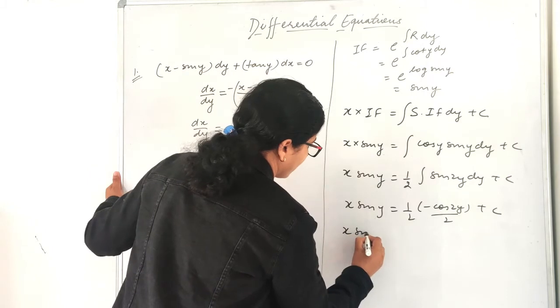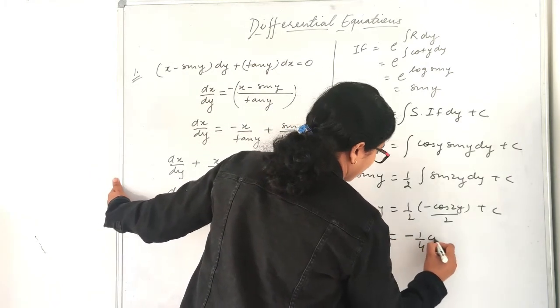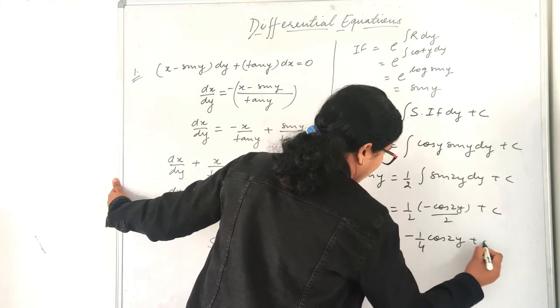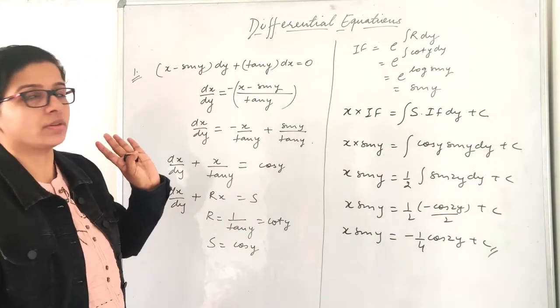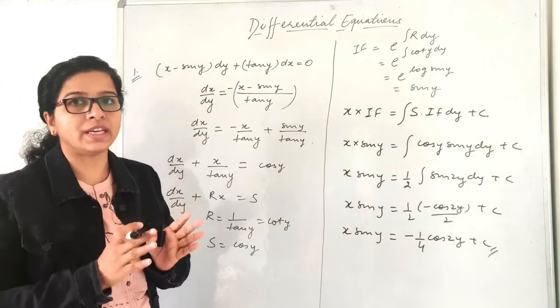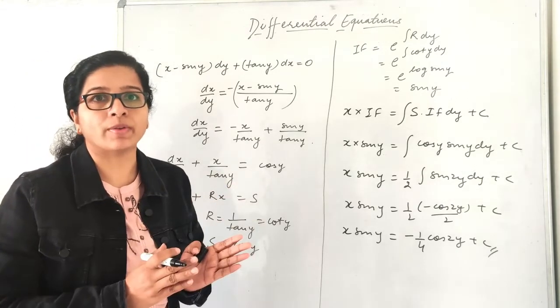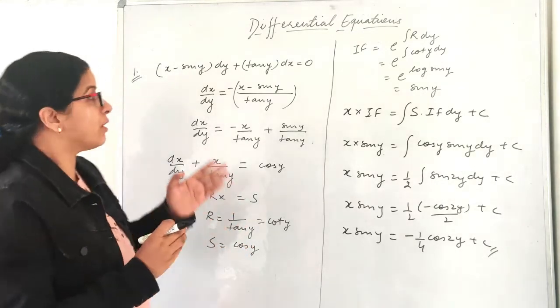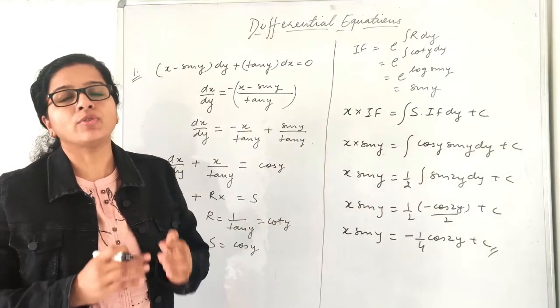So x sin y equals minus 1 by 4 cos 2y plus c. This is the required answer for your given differential equation, right? So guys, you should know when to use the dy by dx form and when to use the dx upon dy form. Please try to judge when you have x as a dependent variable and when you have y as a dependent variable.